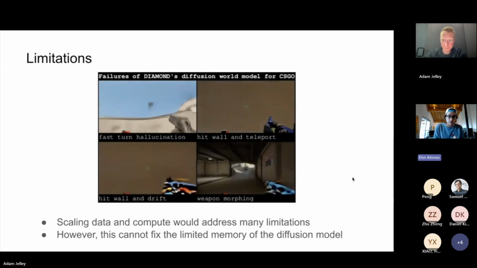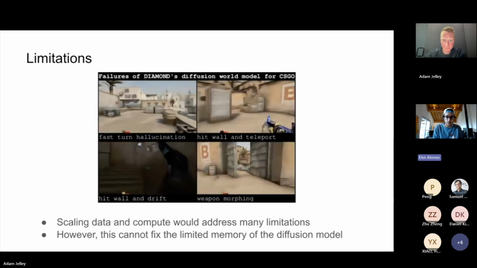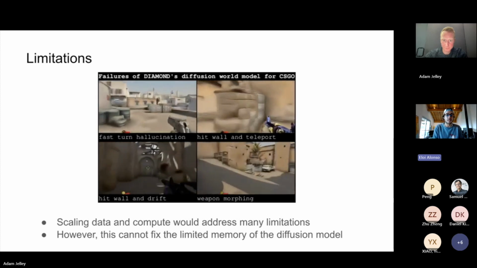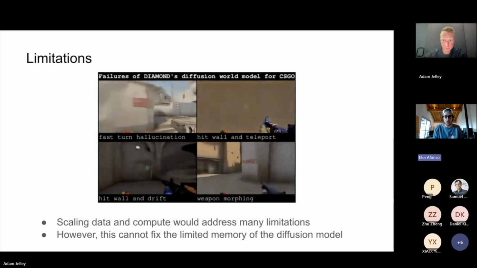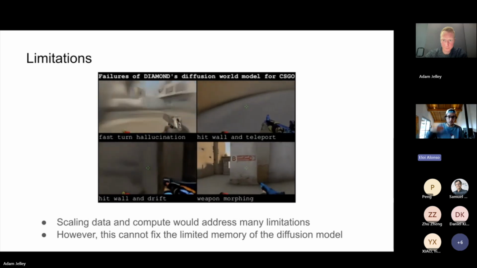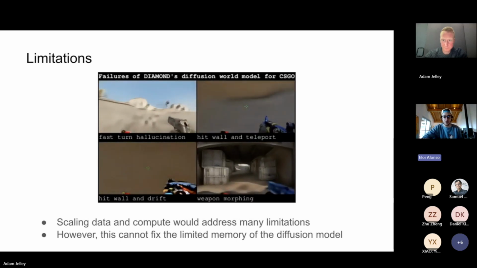And as we wrote, we expect that some limitations would be fixed by just scaling data and compute. But obviously, this wouldn't fix everything, in particular architectural limitations like short memory. The hit wall and teleport failure mode is kind of a feature.